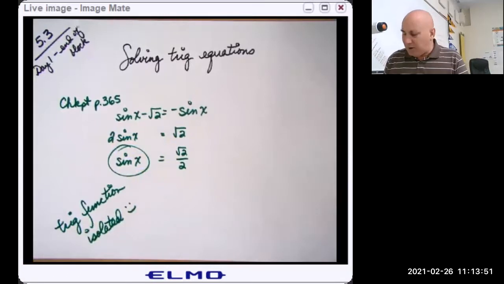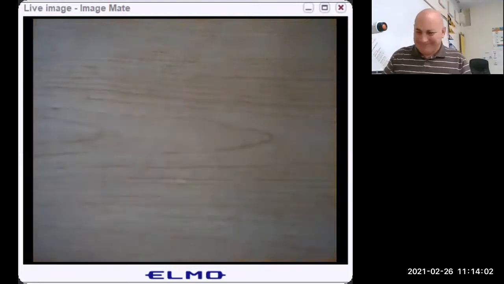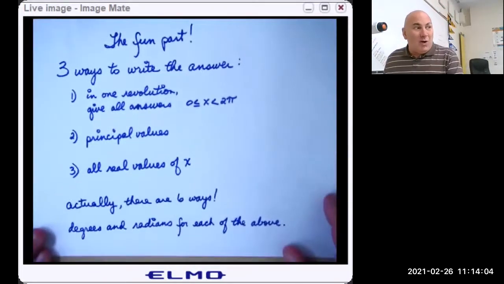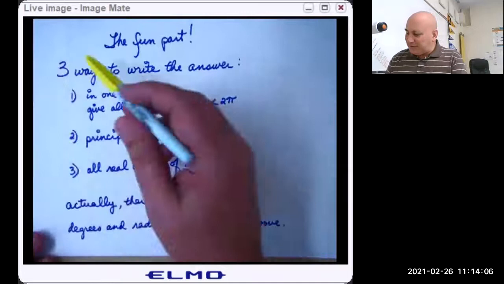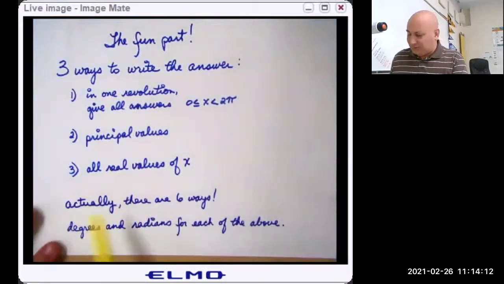Now here's the fun part. How do you write the answer? Turns out there are 6 different ways we could write the answer, and you need to know all 6 of them. So one way, I say 3, but then I say, oh, there's actually 6 because you could write the answers in either degrees for all 3 of these or radians for all 3 of these.